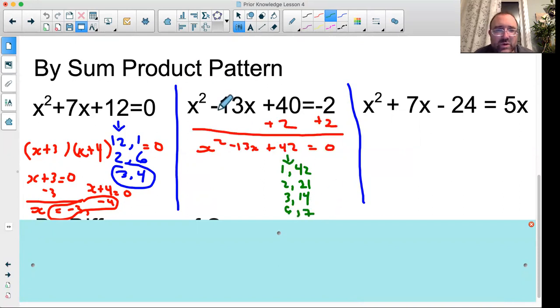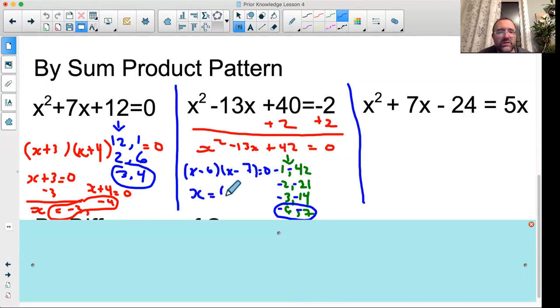Okay, now in this case, because one's negative and one's positive, that means when you multiply them together, the product has to be negative. So now, is there any solution here that when you add them together makes negative 13? Negative 6 plus negative 7, negative 3 plus negative 14 makes negative 17. You'll realize that negative 6 and negative 7 are the ones for this. So that means x minus 6 and x minus 7 are your factors. That equals 0, so you have to do one more step, of course. Add 6 and add 7. Your two solutions are 6 and 7.